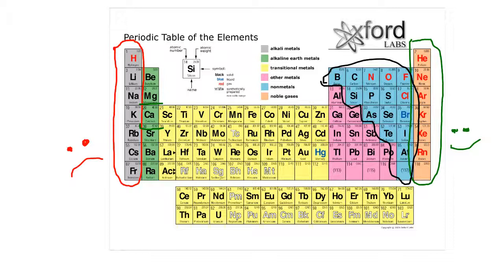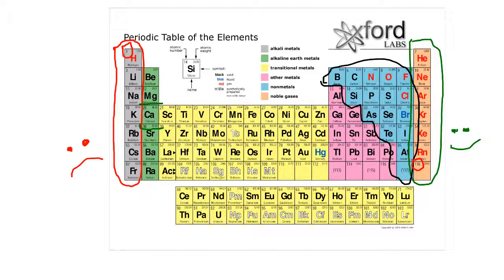The periodic table, if you really focus on it, you'll see that it goes in atomic number order. So we start with 1 here with hydrogen, and we end all the way down here with 118. So we go across. 1 is hydrogen, 2 is helium, 3 is lithium, 4 is beryllium, 5 is boron, 6 is carbon, 7 is nitrogen, 8 is oxygen, 9 is fluorine, 10 is neon, so on and so forth.